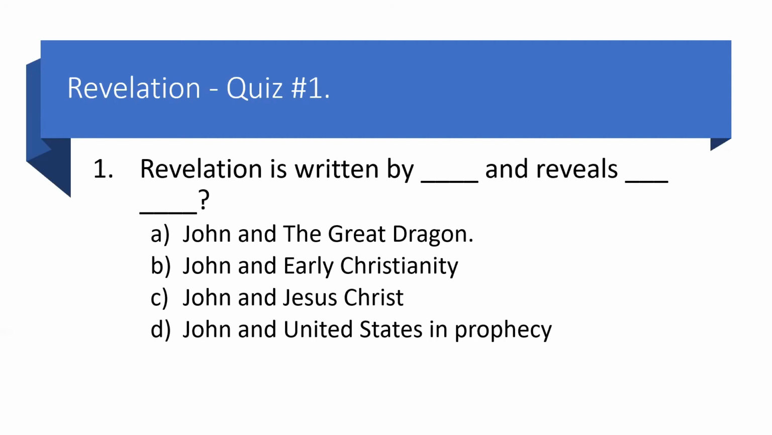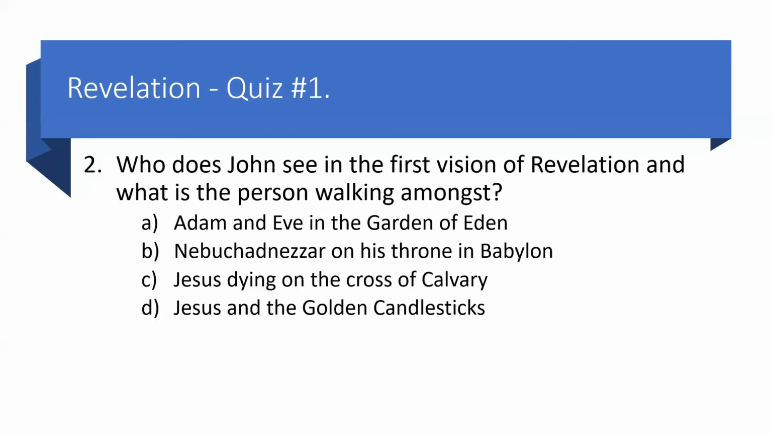C, Revelation is written by John and reveals Jesus Christ. Is that the correct answer? And then D, Revelation is written by John and reveals the United States in prophecy. Which is the correct answer? All right, so write down your answers somewhere. We'll come back to them in a bit. We'll cover all of them as we go along, right?